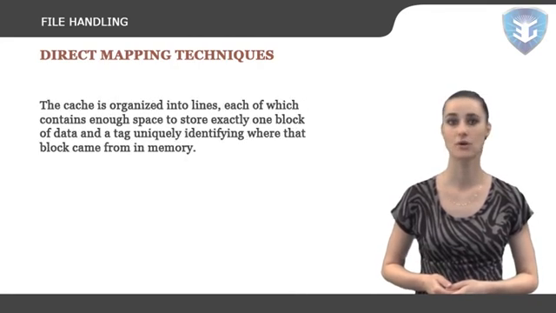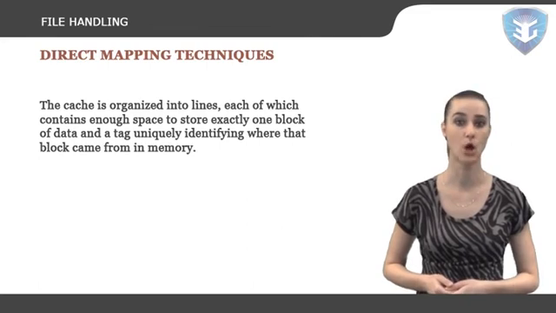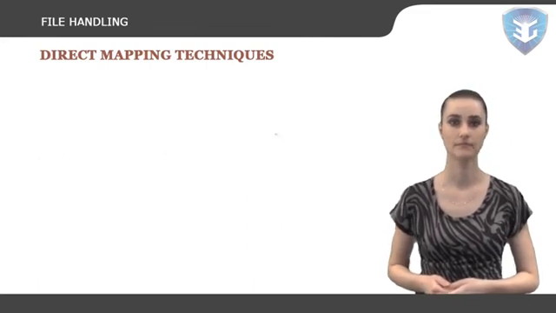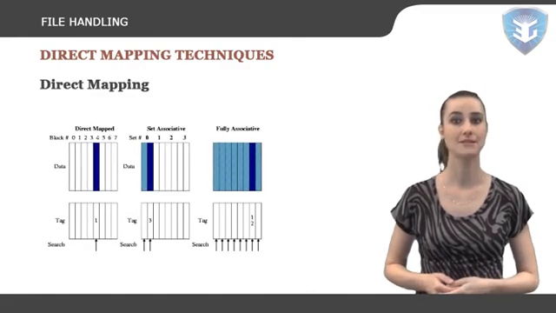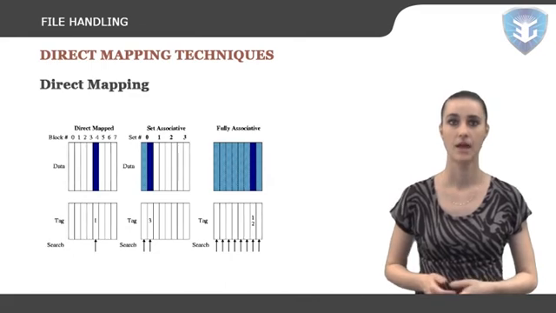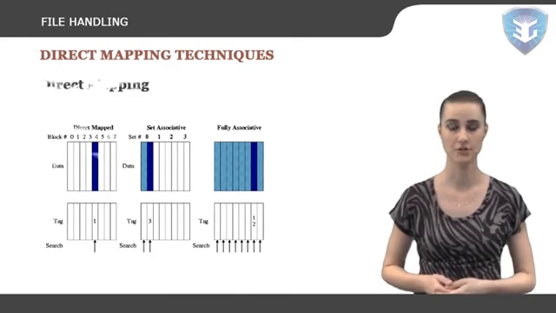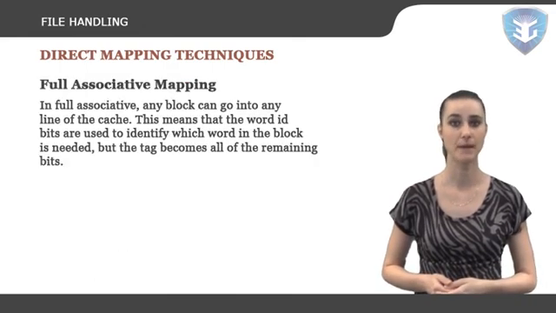The cache is organized into lines, each of which contains enough space to store exactly one block of data, and a tag uniquely identifying where that block came from in memory. Direct mapping. Remember that direct mapping assigned each memory block to a specific line in the cache. If a line is already taken up by a memory block when a new block needs to be loaded, the old block is trashed.